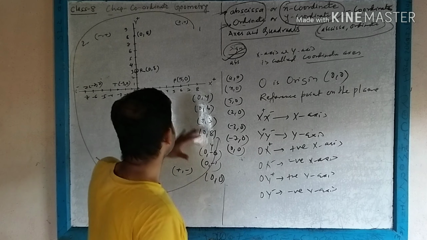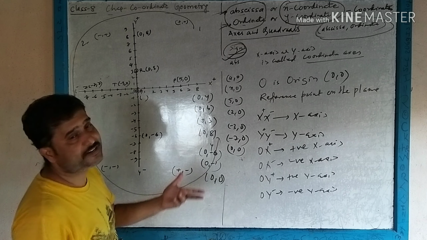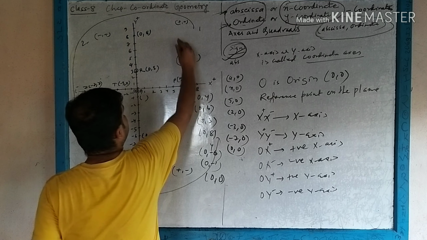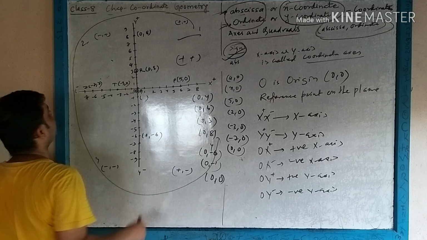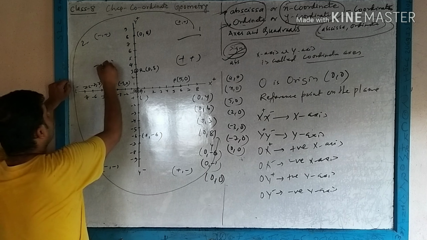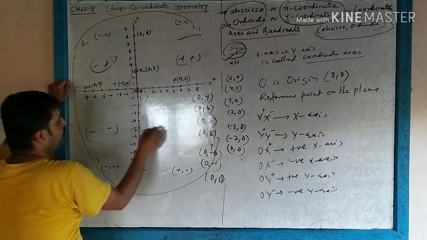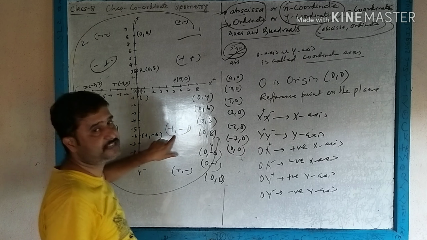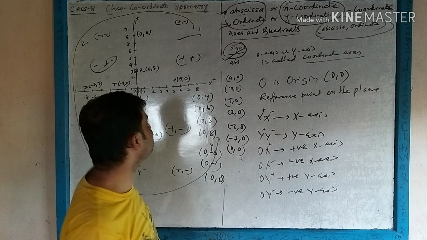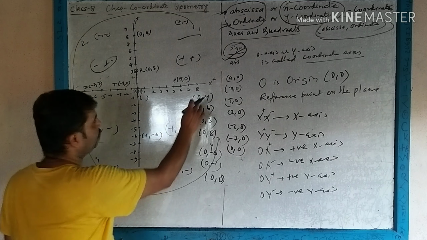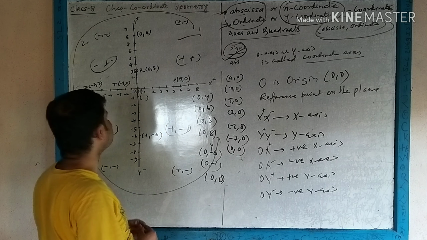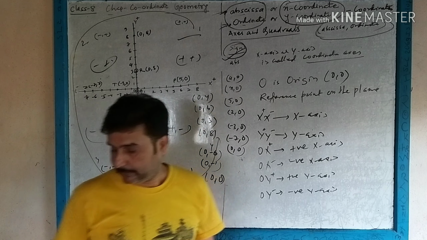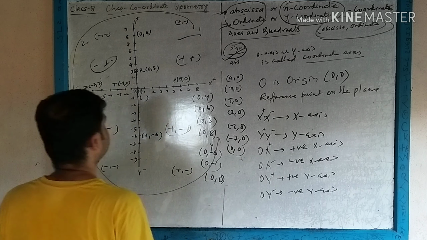So these are the coordinates of points on the plane. What will happen if a point lies in the first quadrant? Both signs will be positive. If it lies in the second quadrant, the signs are negative, positive. In the third, both negative. In the fourth, positive, negative. These are the signs of the abscissa and ordinate in each quadrant, and the coordinates of points on the x-axis and y-axis. So let me go further.